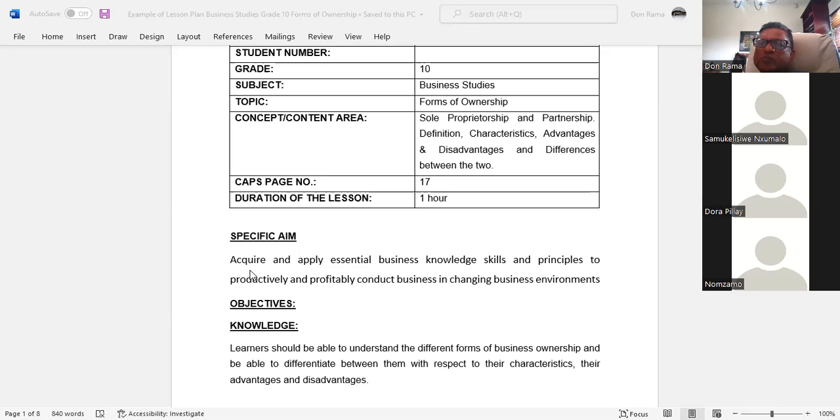When you read the CAPS document, there are many specific aims, or in some CAPS documents they call it the purpose of the subject. Now, you do not copy all. Some of the students copied about 5 or 6 specific aims. You just need to take one that matches your topic, right? So this specific aim, which I took from the CAPS document, matches my topic.